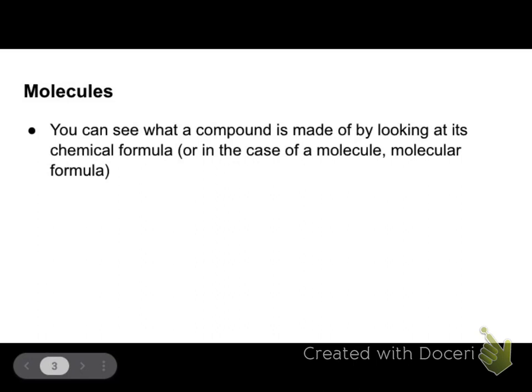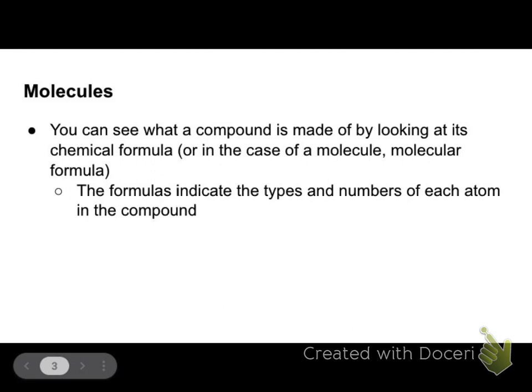You can see what a compound is made of by looking at its chemical formula. Sometimes when we're talking about molecules, you will hear people call it a molecular formula. It's the same thing as a chemical formula. They're just being more specific to make sure you know that the formula they're going to describe to you is for a molecule, which means it will be covalently bonded and it will not have an overall charge.